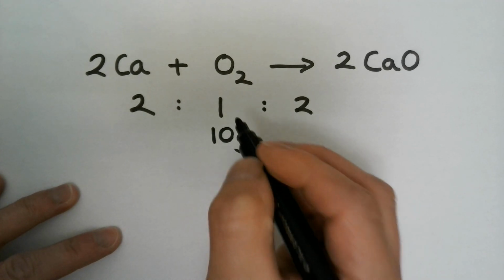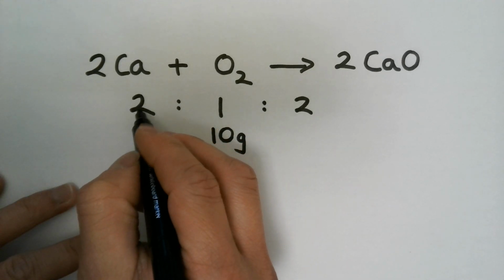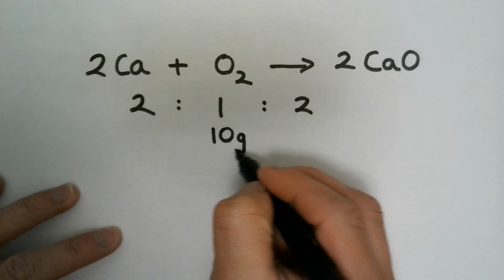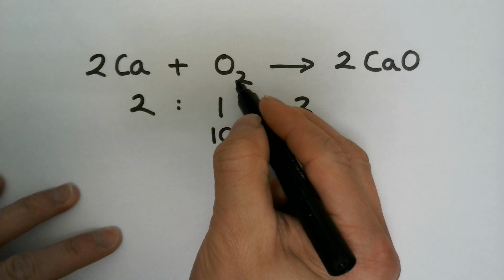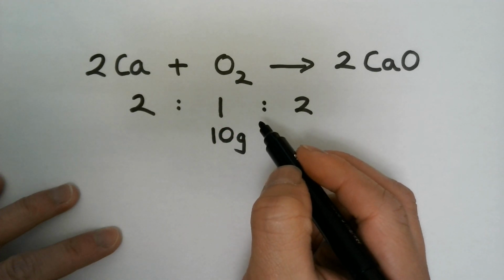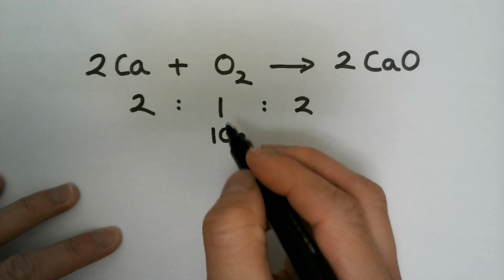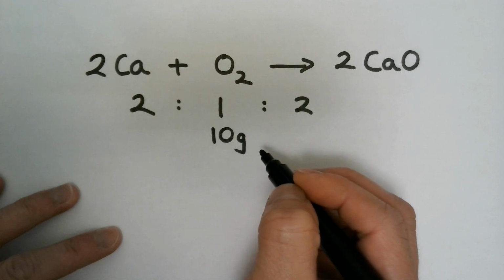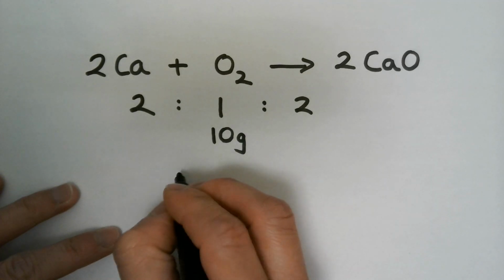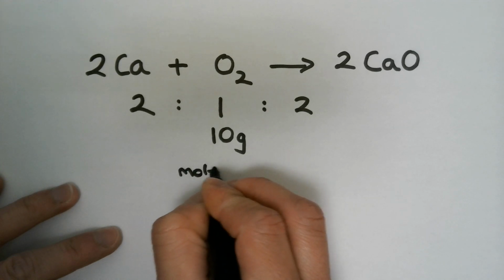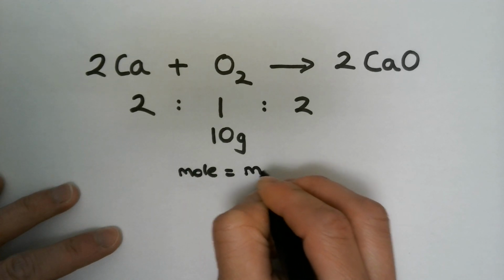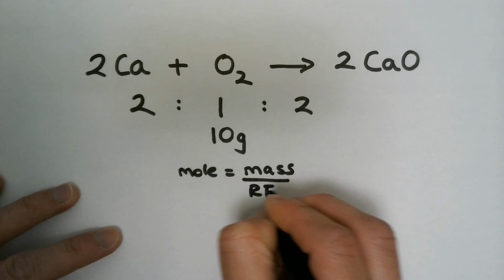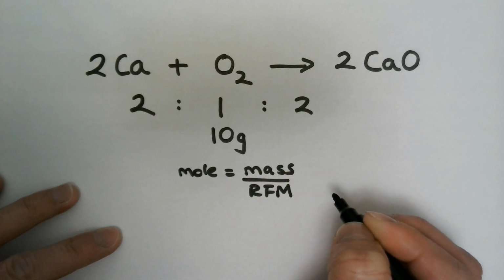What they want to know is what's the mass of calcium I need to react with 10 grams of oxygen molecules to produce calcium oxide. Okay, so the first thing you need to work out is the number of moles in 10 grams. And moles is equal to mass over relative formula mass.